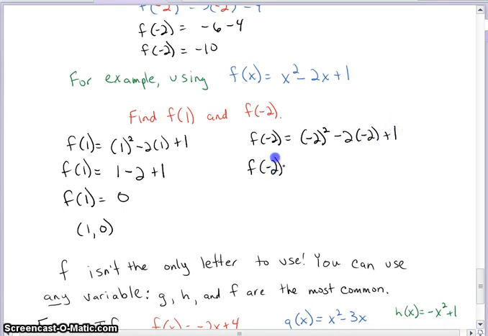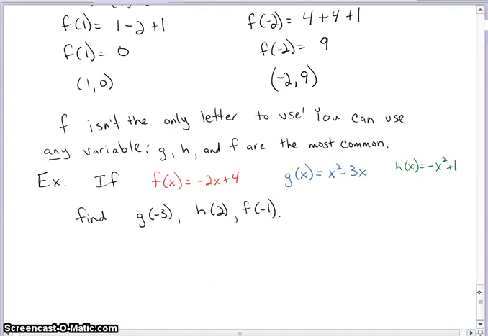f of negative 2 equals, negative 2 in parentheses means I'm squaring that whole thing. So negative 2 squared is a positive 4 plus 4 plus 1. So f of negative 2 equals, not 5, 9. So that's an ordered pair, negative 2, 9. You're not changing the left-hand side, it stays the same.